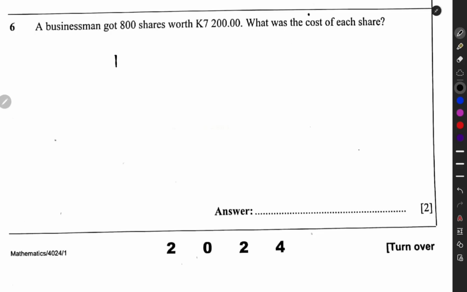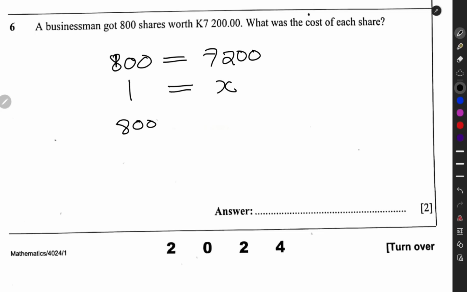You can simply say 800 shares is equal to 7,200. So what about one share? This is going to be equal to x. Then we are going to cross multiply. When we cross multiply, we have 800x is equal to 1 multiplied by 7,200, which is 7,200.